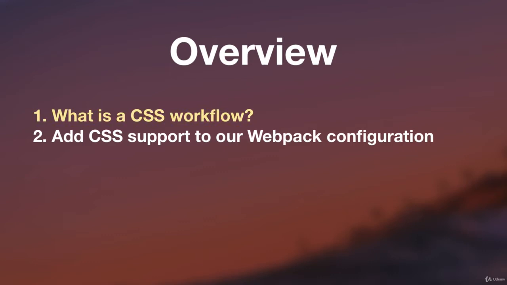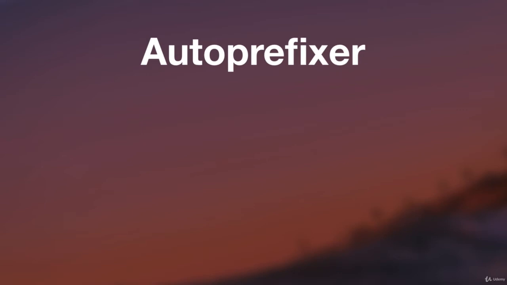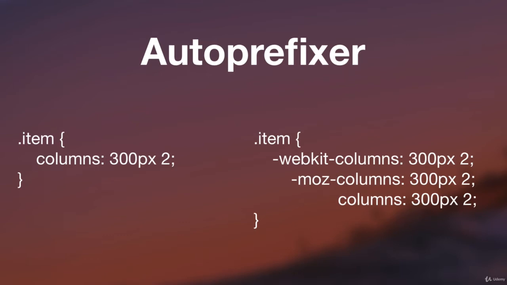What is a CSS workflow? In a previous lesson, I mentioned something named CSS Auto Prefixer. It's an automation tool that lets us write CSS like this and automatically turns it into this for us. Auto Prefixer can save us a ton of time, and we will be setting it up in this lesson.